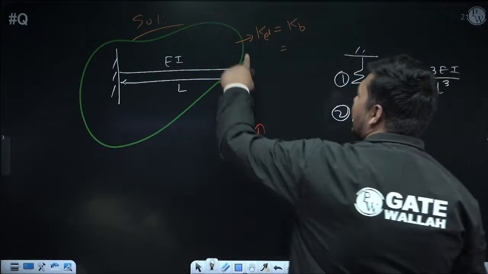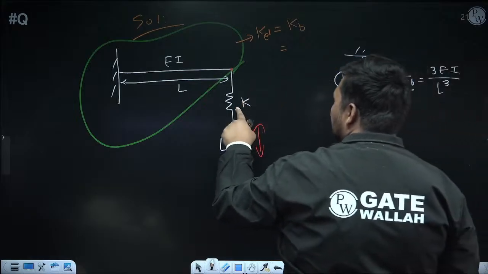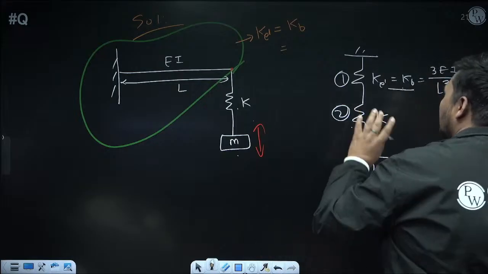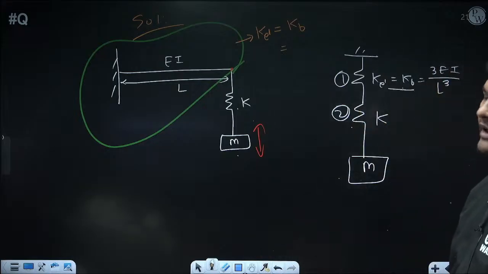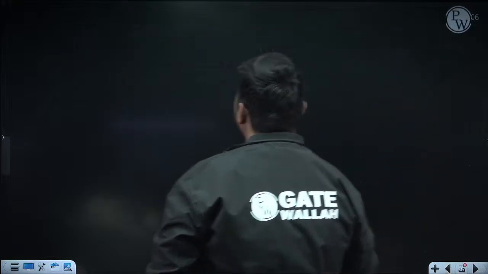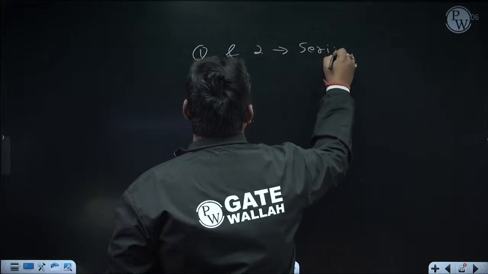Now after that, draw the equivalent diagram. We are replacing this with the spring whose stiffness is KB. Below this spring, another spring is attached whose stiffness is K. Below this, the mass is attached. Now use the series-parallel arrangement. Can I say 1 and 2 are in series? So here 1 and 2 are in series, and we can calculate the overall K equivalent.